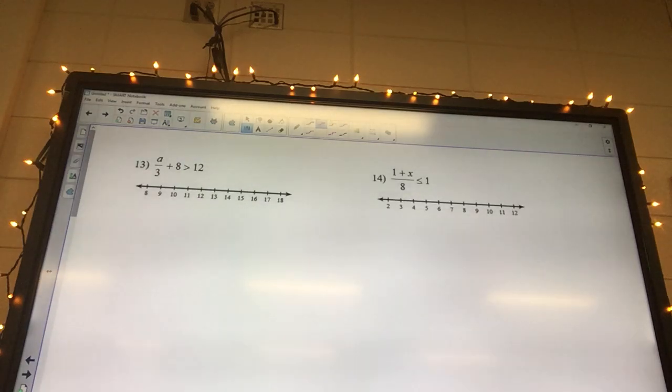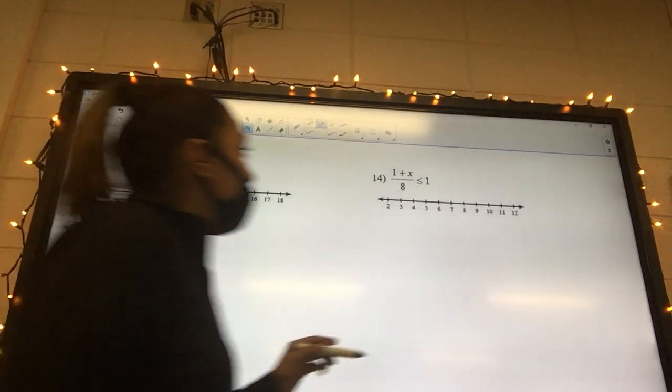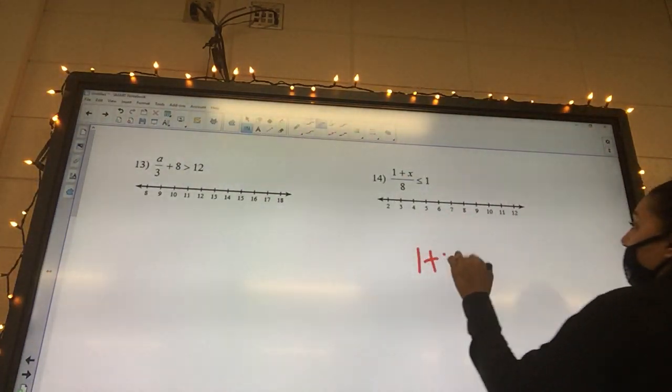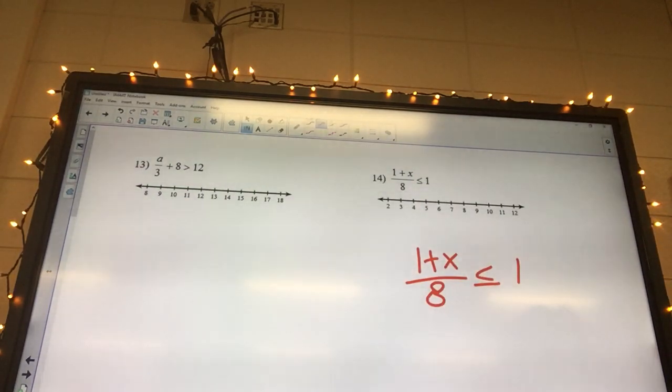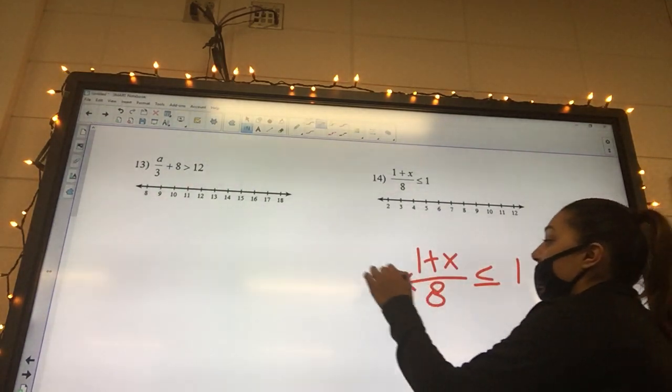Okay, 13 or 14? Definitely 14. What do we need to move first? The 8. So how do I move an 8? We gotta multiply both sides by 8.